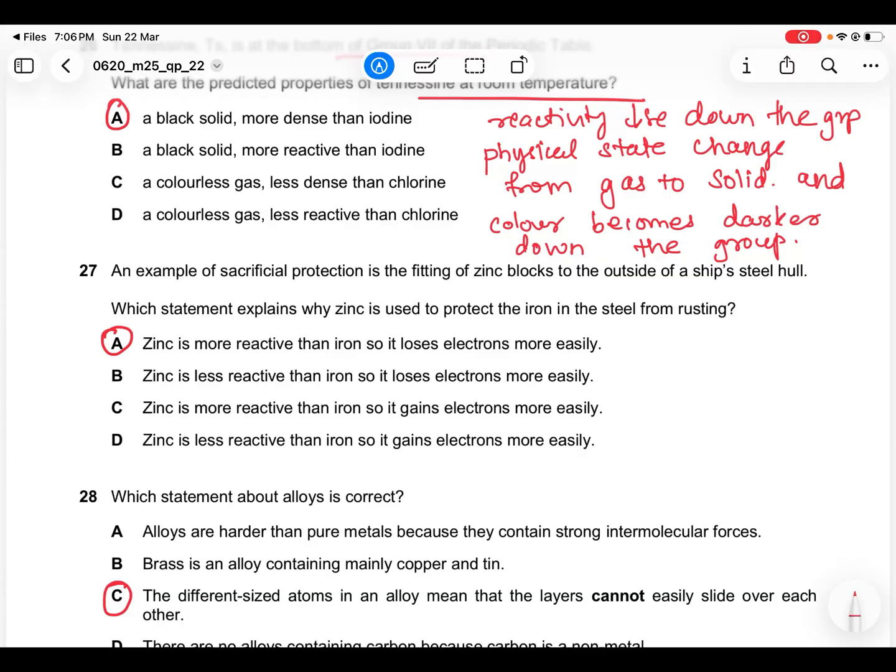In sacrificial protection and in galvanization, in both cases we use zinc and magnesium, okay. Why do we use them? Because they are both more reactive than iron, and they can donate their electrons and get oxidized to protect iron.